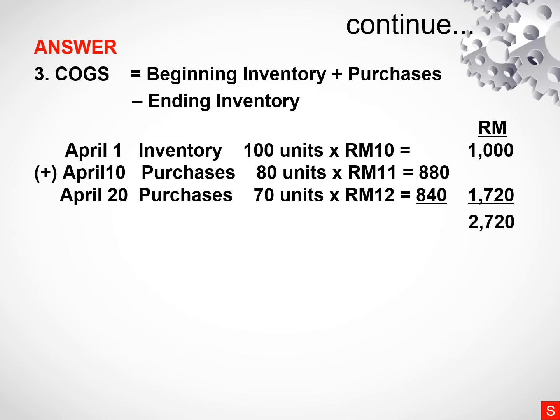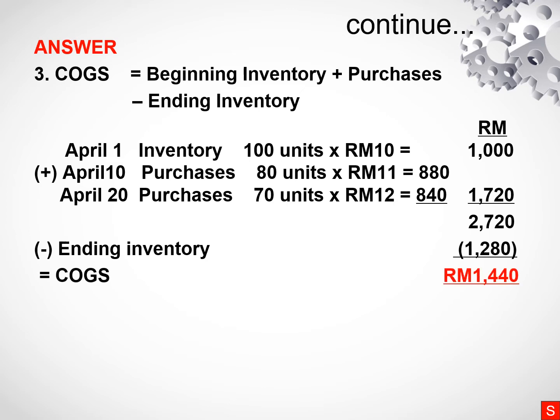Then you get 2,720 minus ending inventory. Ending inventory is what you just calculated in question 2, that is 1,280. Then you get the cost of goods sold equals 1,440.